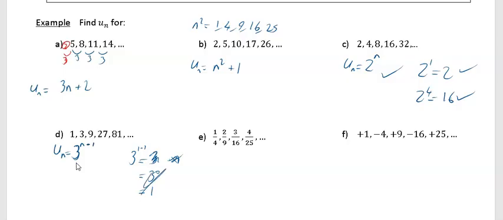Okay, let's just check out, get rid of all that. We'll check my fourth term. So when n is equal to 4, 3 to the power of 4 minus 1 is equal to 3 cubed, and 3 cubed equals 27. So that does work. So that is my nth term, or my un.